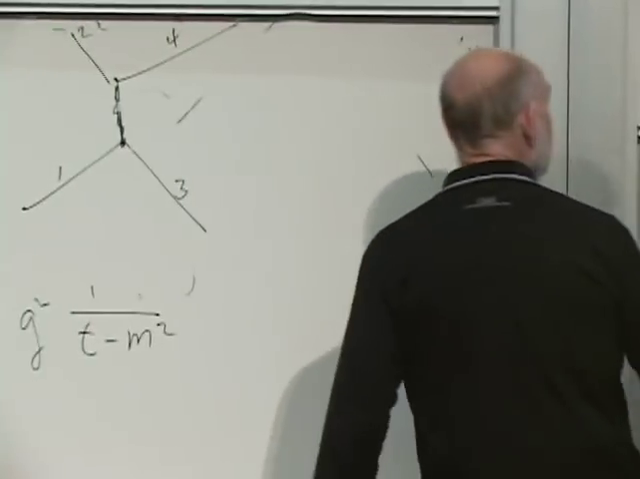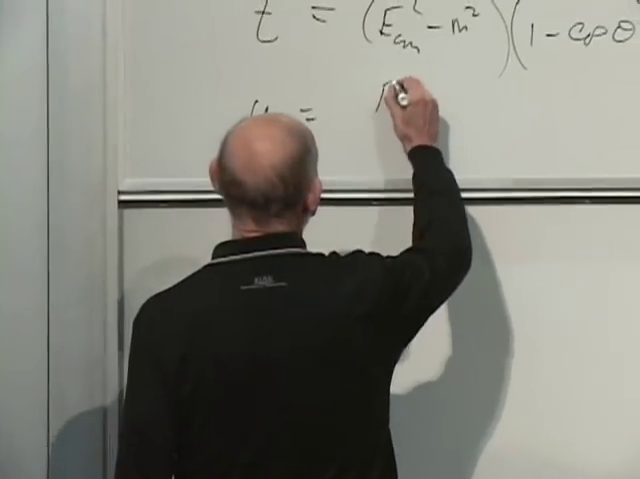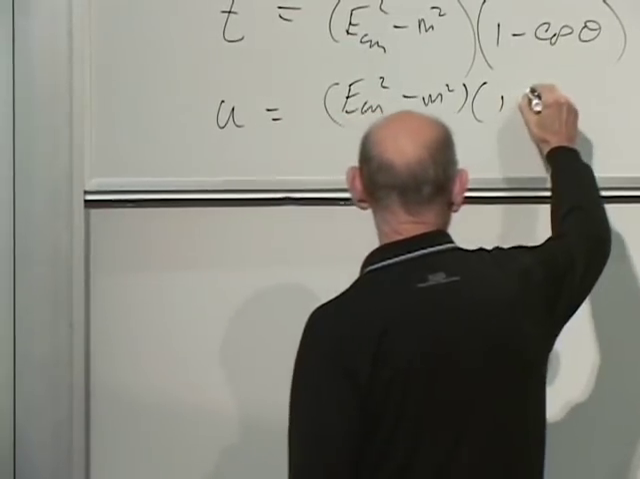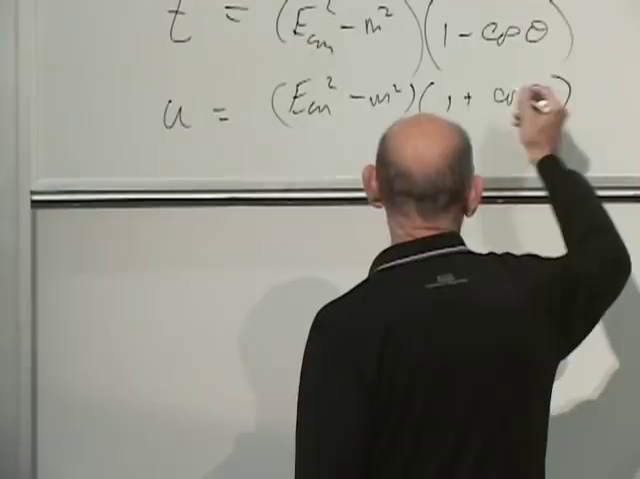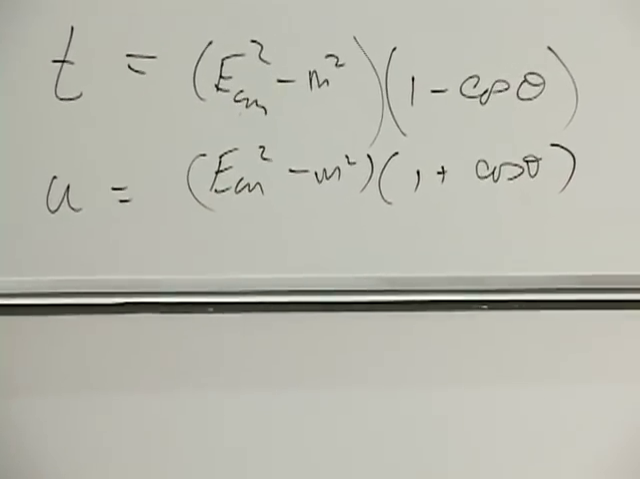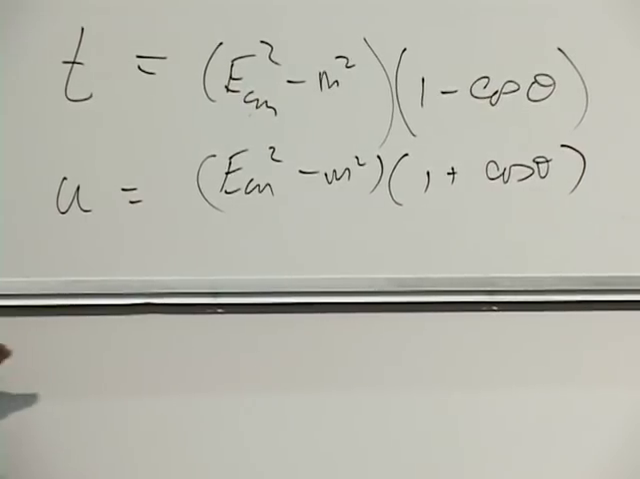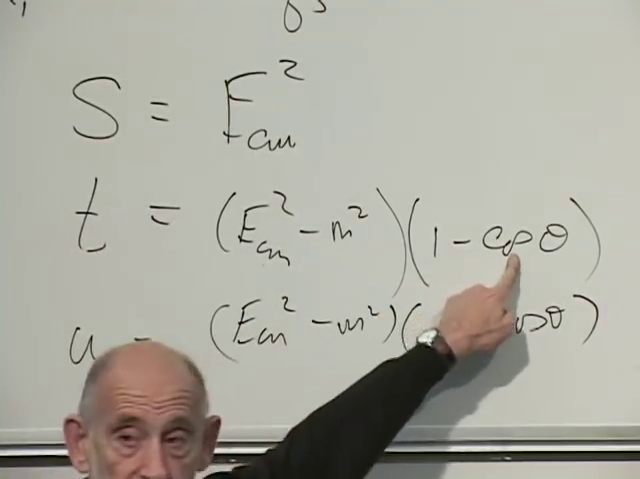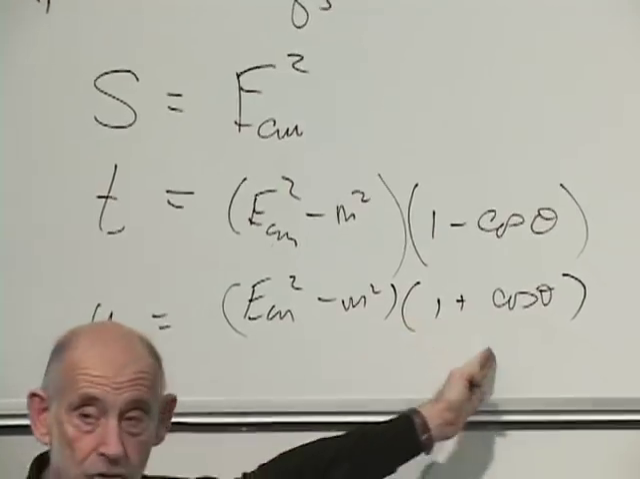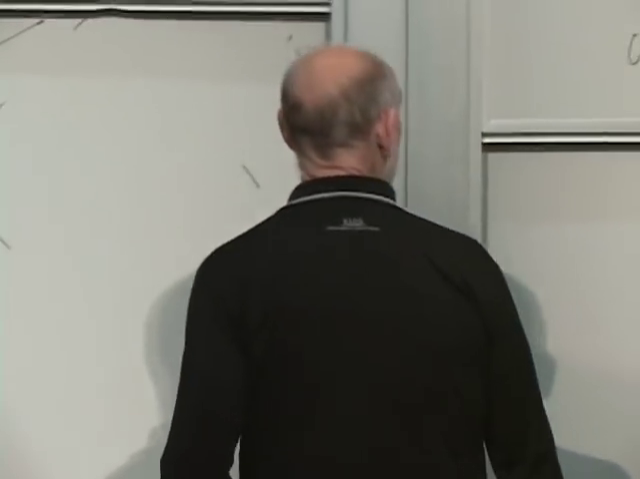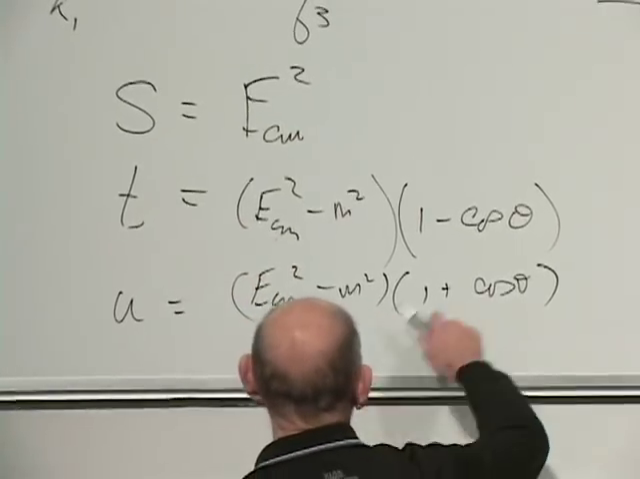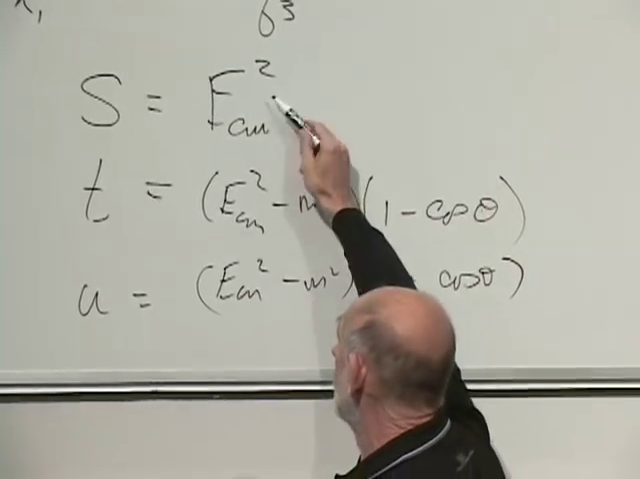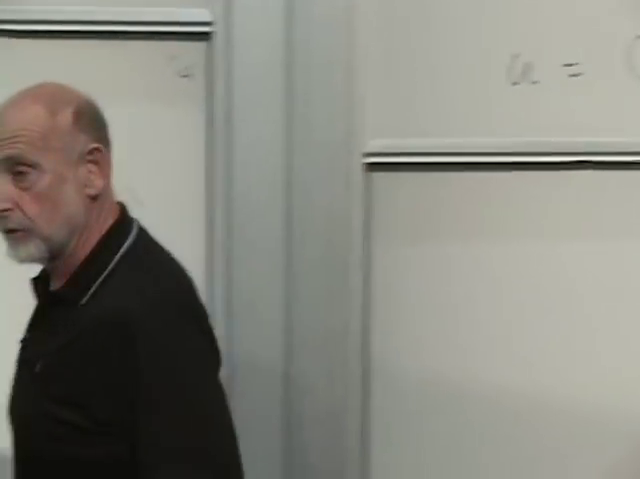The 1 over u minus m squared, okay, so what is u? It's interesting. U is equal to E center of mass squared minus m squared times 1 plus cosine theta. So clearly they're related. If you know S, you know the energy. Therefore, if you also know T, you know the angle of scattering. And this is just a function of the energy and the angle of scattering. So they're all connected with each other. Another way to say it is if you add S and U, you'll cancel out the angle altogether, and you'll get just a function of energy, which is clearly dependent only on S.